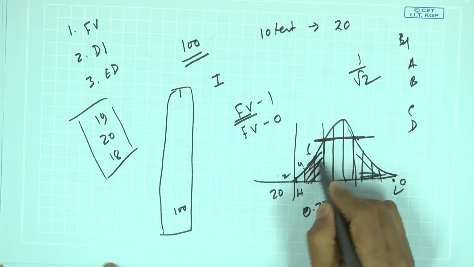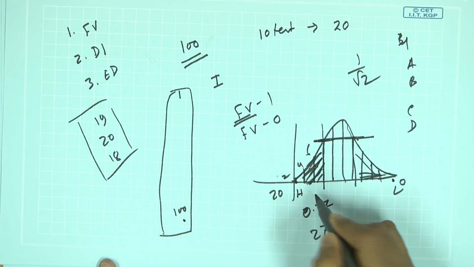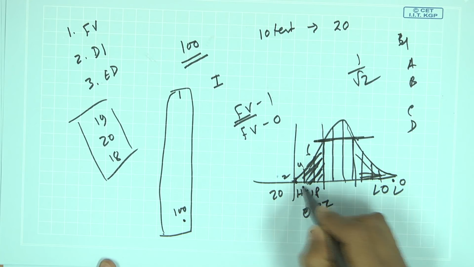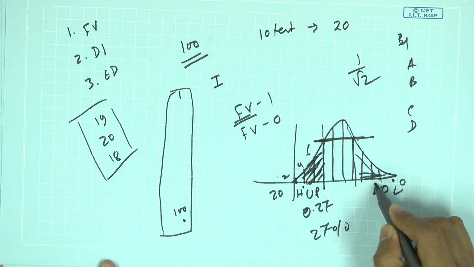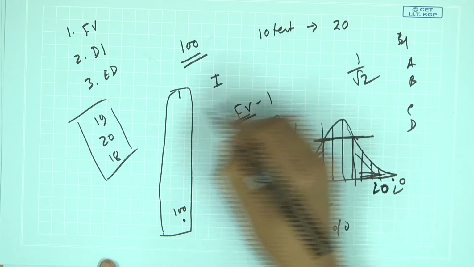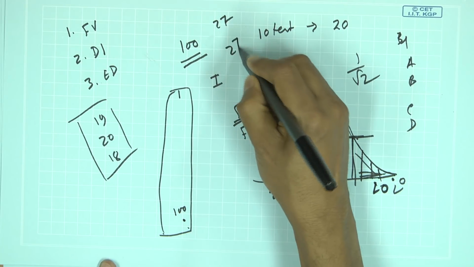So if I take 27% of the 100 students, I get the upper group. This is the upper group and this is the lower group. Those students are good students, and those are not that good, so they are the lower group. So the upper group, how many students? If it is 100 students, 27. Lower group, how many? 27.